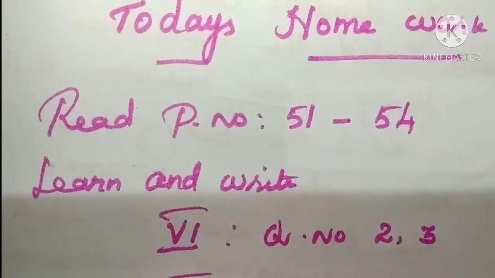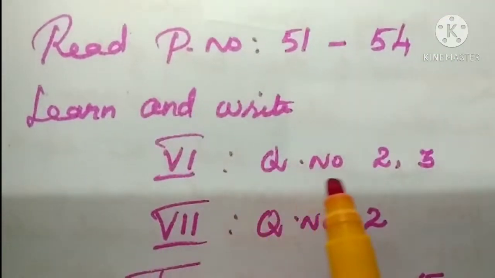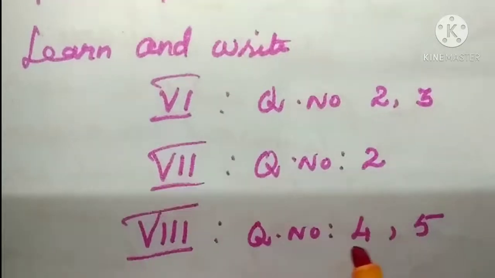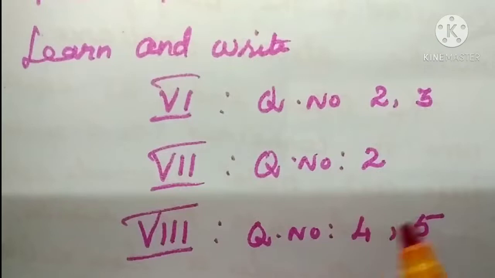And today's homework: you have to read page numbers 51 to 54 and learn and write the following questions. Roman letter 6, question numbers 2 and 3. Everything you marked today, isn't it? Roman letter 7, question number 2, and Roman letter 8, question numbers 4 and 5. Okay, you should learn these questions and write them in the note. Thank you students.